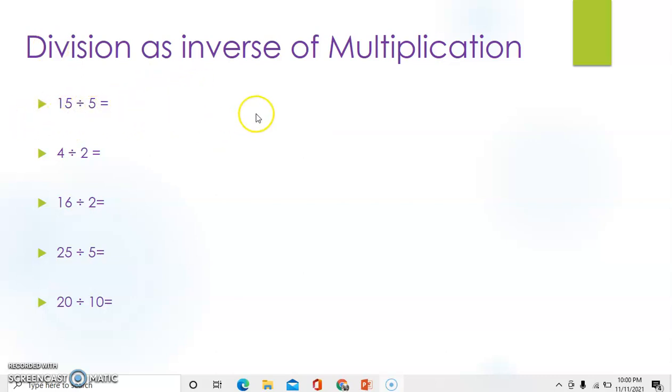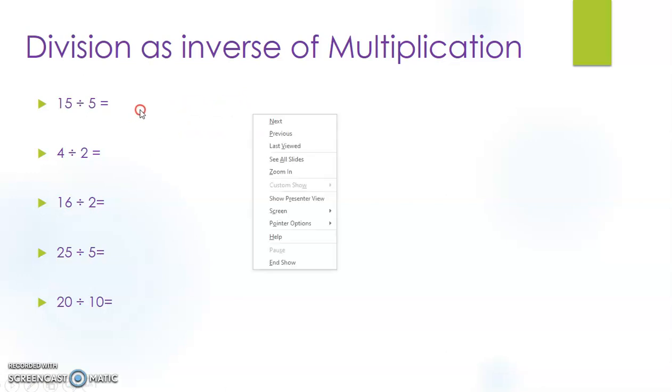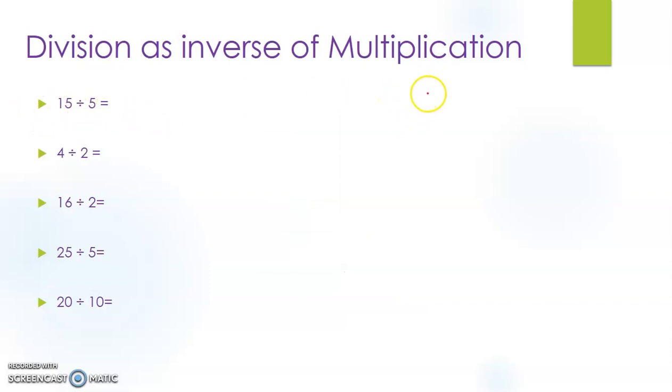How do we find the answer? You're given 15, you have to find 15 divided by 5. So how will you do 15 divided by 5? The number that is divided is called the dividend, and the number by which it is divided is called the divisor. So here the divisor is 5.